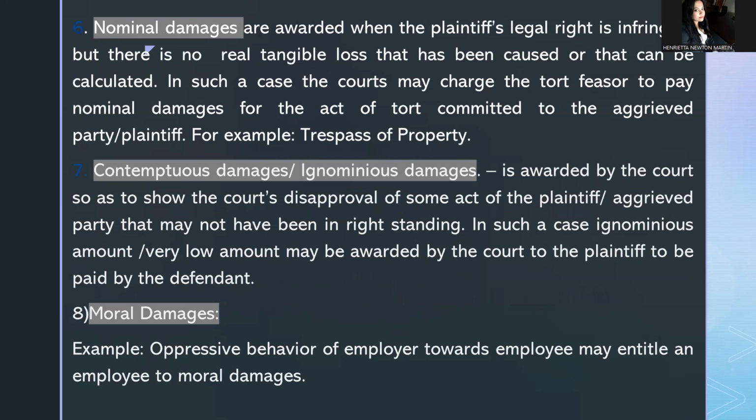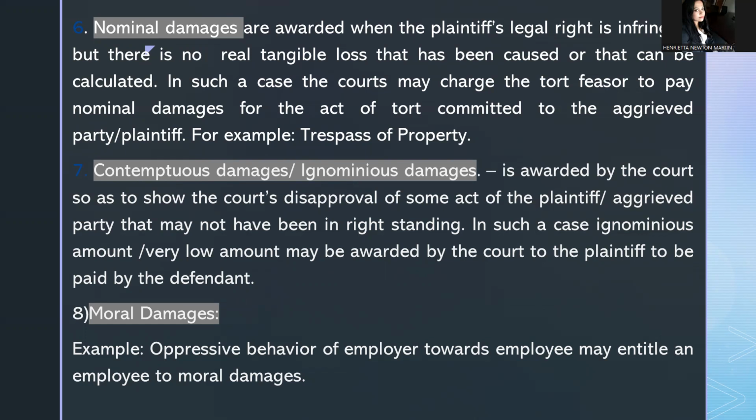Next, we have nominal damages. These damages are awarded when the plaintiff's legal right is infringed, but there is no real tangible loss that has been caused or that can be calculated. In such case, the courts may charge the tortfeasor to pay nominal damages for the act of tort committed to the aggrieved party or plaintiff. For example, trespass of property. It's actionable per se, but something cannot be really calculated. Now, how much would you calculate for trespass? So the court would think, okay, nominal damages.